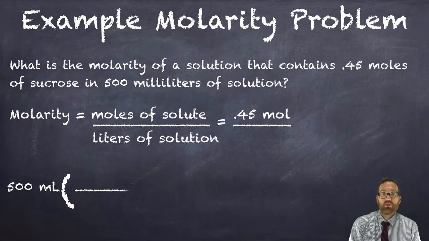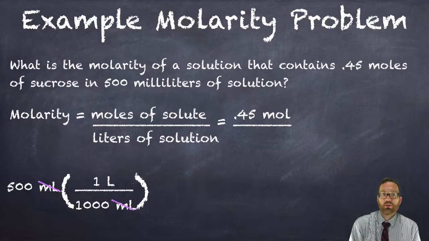500 milliliters, and we'll set up a bracket. I need to know the relationship between milliliters and liters. Well, there's 1,000 milliliters in 1 liter. So my milliliters will cross off, and it will leave me with liters. So I need to do 500 divided by 1,000, and that, of course, is 0.5. If you do enough of these, you'll probably memorize this conversion factor, and you can do this in your head. But until then, don't worry about doing a little bracket conversion problem for any of these. So our math is 0.45 moles divided by 0.5 liters, and that is 0.9 molar.